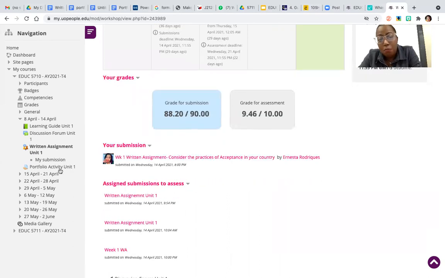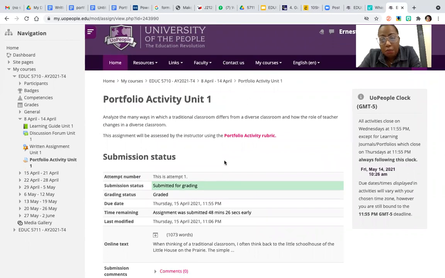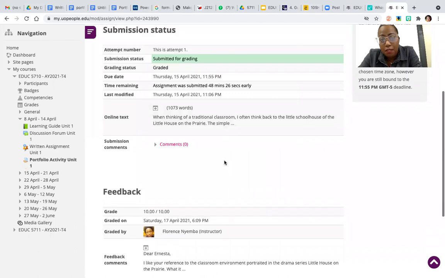And then there is the portfolio activity. The portfolio activity is done on Thursday. For this one, I wrote 1,000 words. It's up to you how many words you write, depending on the question. I try to write nothing less than 500 words for the portfolio activity.